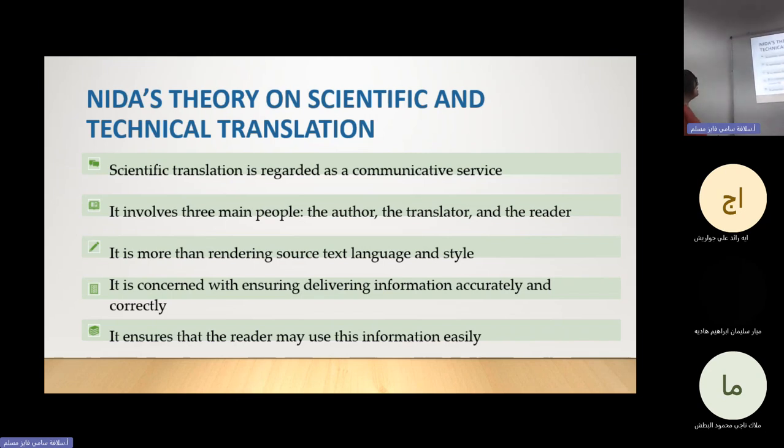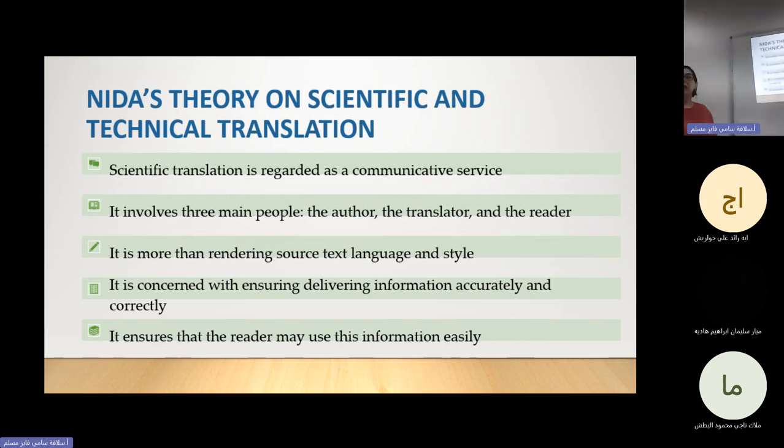Okay? Scientific translation is regarded as a communicative service. According to Nida, scientific and technical translation is a communicative service. What does communicative service mean? Exactly. It's something that we use to communicate an idea. Okay? Elaborate, you guys. Think and elaborate. When I ask you what something means, give me a whole sentence, a full sentence. Okay? This is the way you improve your language.